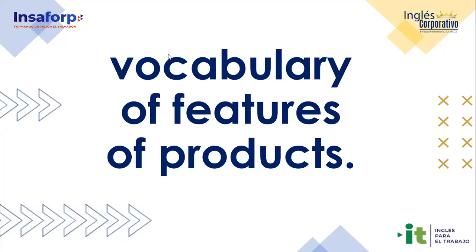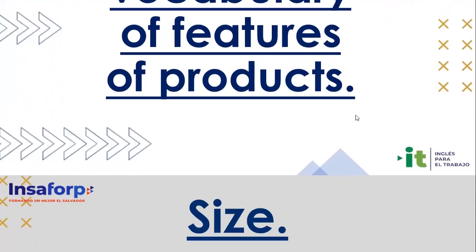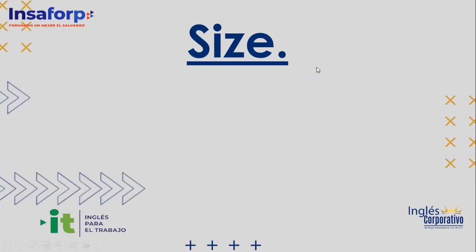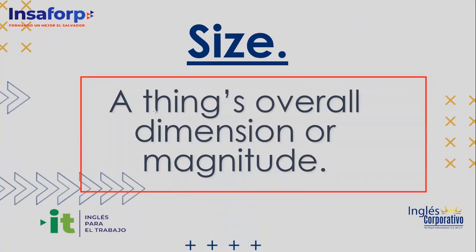But then there are some, as I told you before, some vocabulary of features that we have to take into account in products. The first one is the size. And then here we have the definition. Can you help me to read the definition, please, Mr. Jose Ezequiel? Of course. Thank you. A thing's overall dimension or ¿cómo se lee? Magnitude. Magnitude, yes, very good.